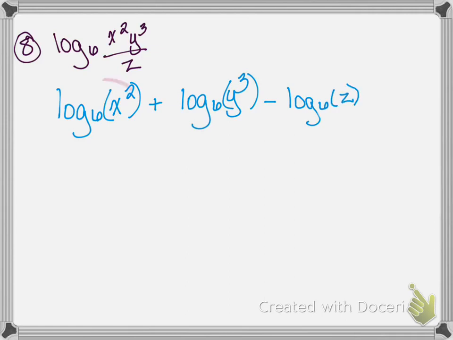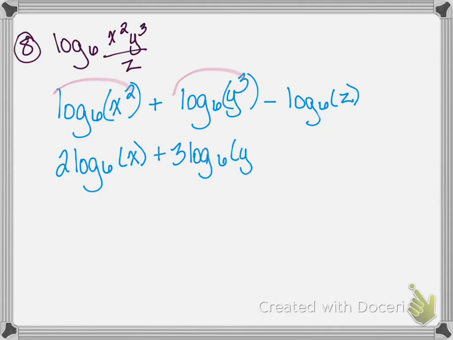Now my power rule allows all these exponents to go in front. So I've got 2 log base 6 of x plus 3 log base 6 of y minus log base 6 of z. So for this one I have started with a single log and I have stretched it out into multiple logs using sums and differences.